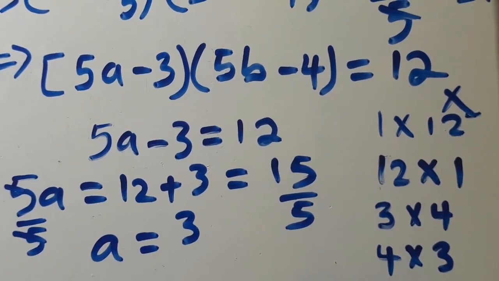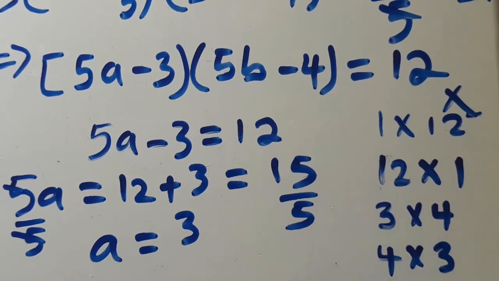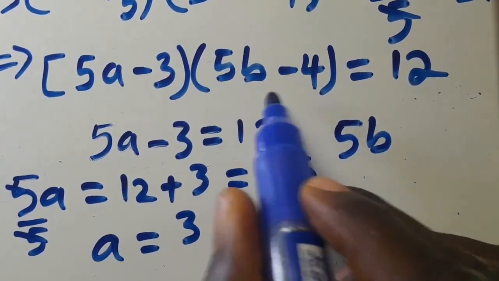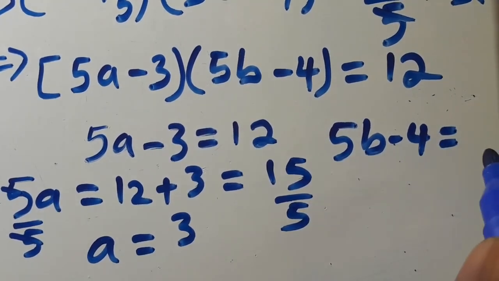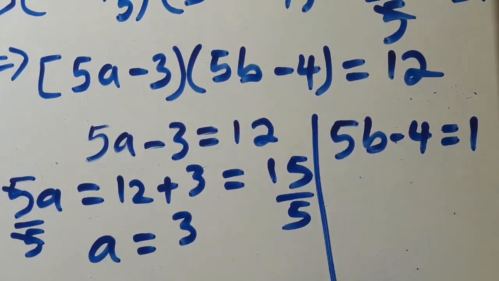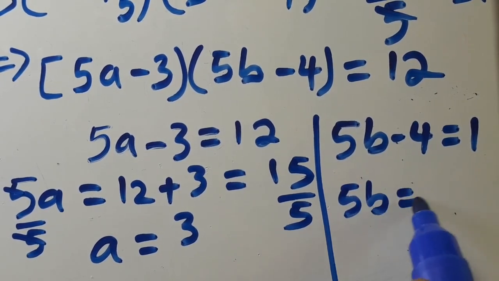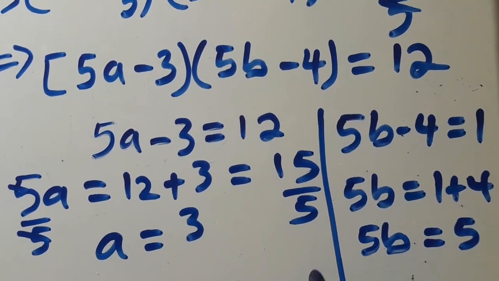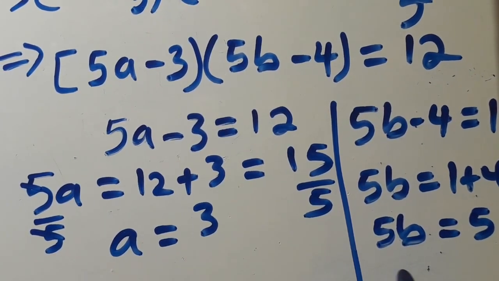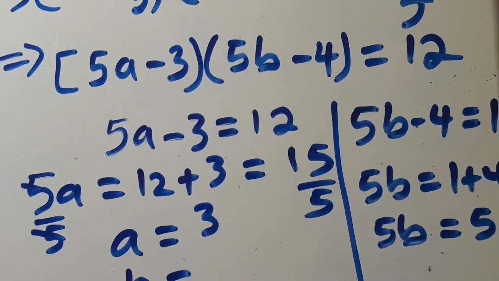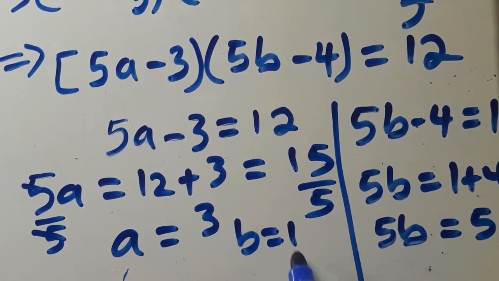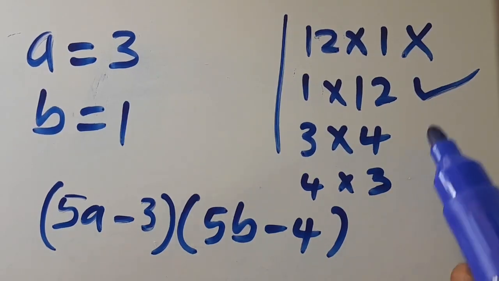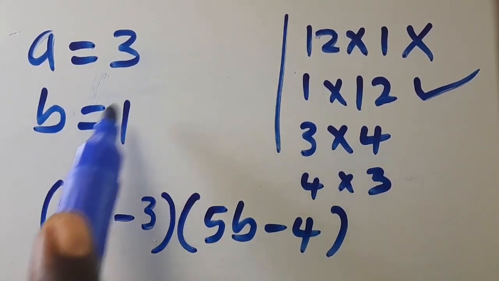Okay? Then from here as well, we have 5b minus 4 to be equal to 1. So we are going to have 5b equals 1 plus 4. Then we have 5b equals 5. By dividing through by 5, we have b equals 1. So that is the first solution. We got the value of a equals 3 and the value of b equals 1.